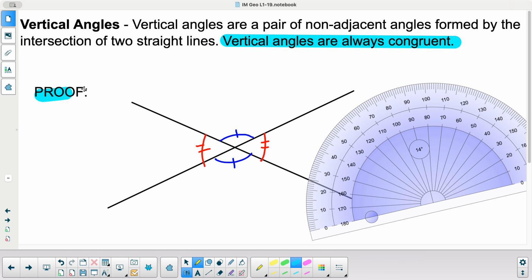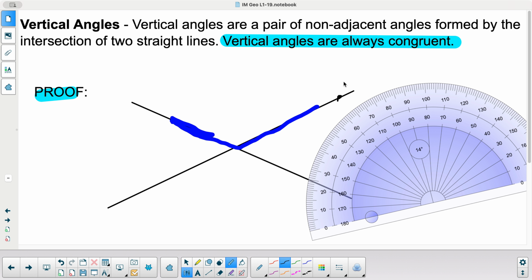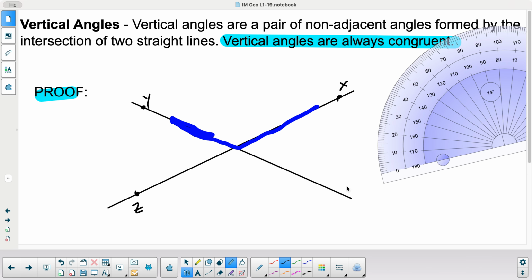Okay, now let's do a proof. I'm going to show you two different ways to prove this, okay? So the first one is just going to be with rigid motion, okay? So if I take this angle right here, all right, that angle. All right, let's name this too. Let's call this X, Y, Z, W. We'll call this point here right in the middle C for center.